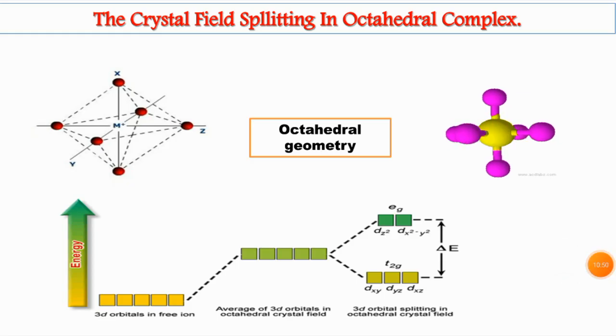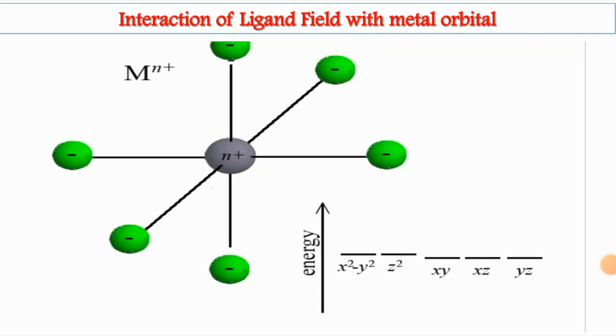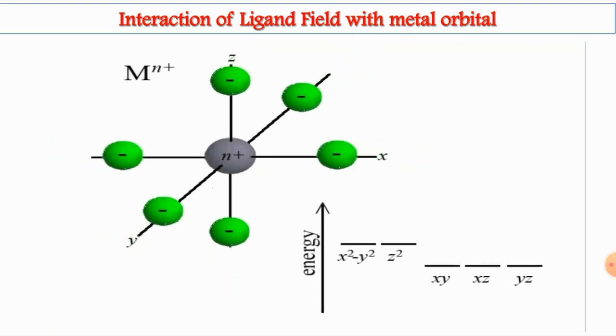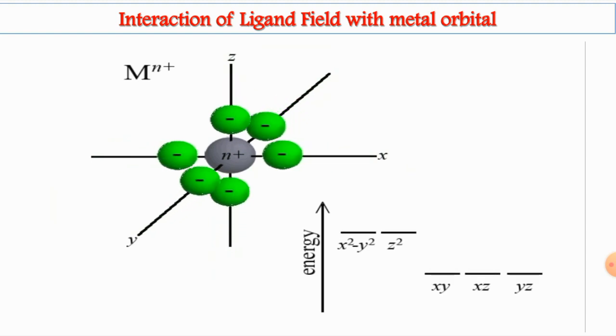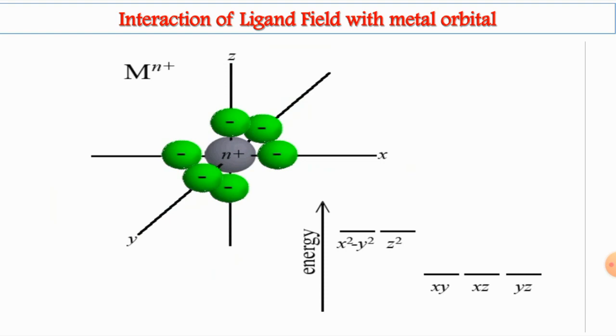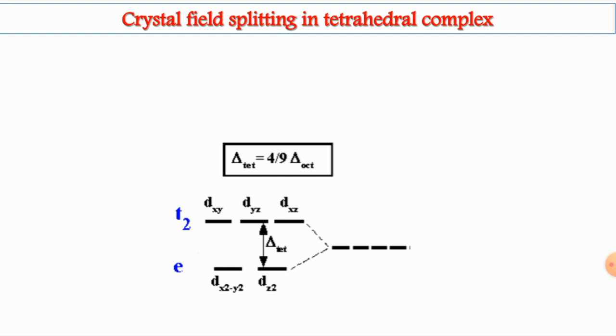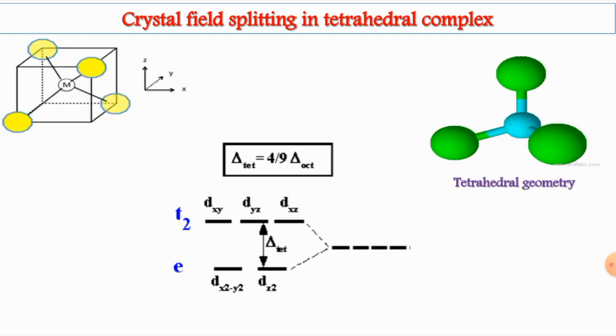Now I will demonstrate how the mechanism proceeds. Look at this metal. Before interaction with the ligand, all 5 d orbitals are of equal energy, but when the ligands suddenly interact with the metal ion, a splitting occurs. That's why it is called crystal field splitting. Now look at the tetrahedral complex. In a tetrahedral complex, there is a completely opposite system, because there are only 4 ligands. You can see the geometry here.